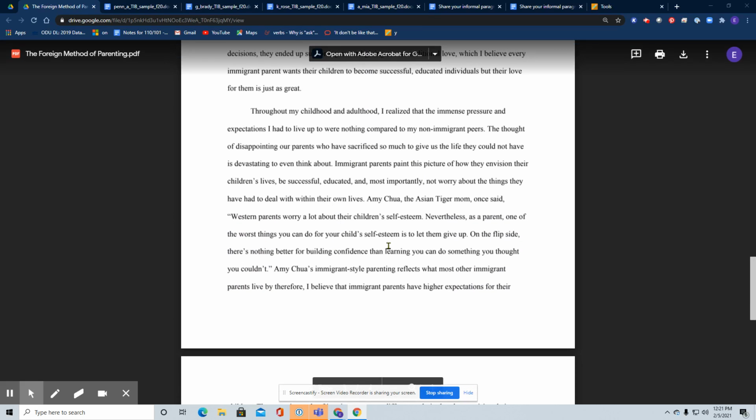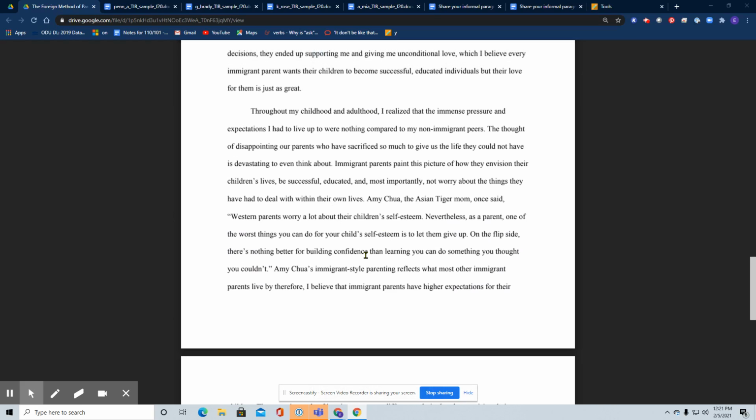This is the conclusion of the paper. It not just recaps what was already said, but it comes up with something new, including this very applicable quote from the Asian tiger mom, Amy Chua, who said, "Western parents worry a lot about their children's self-esteem. Nevertheless, as a parent, one of the worst things you can do for your child's self-esteem is to let them give up. On the flip side, there's nothing better for building confidence than learning that you can do something you thought you couldn't."